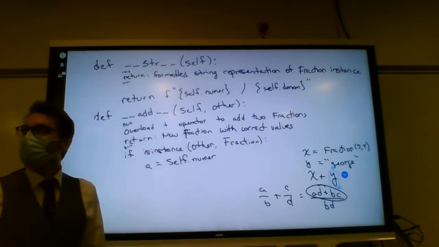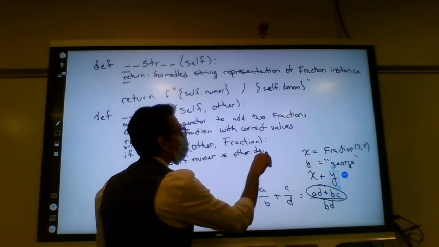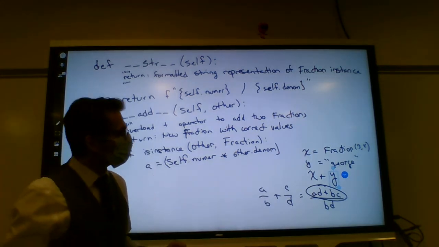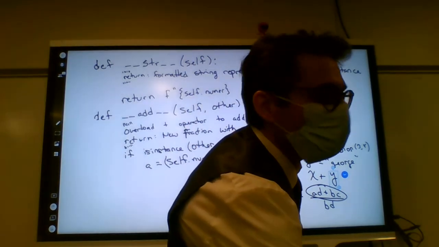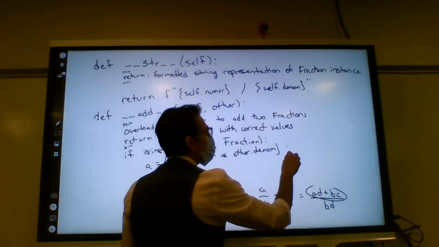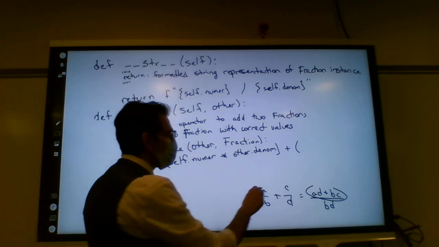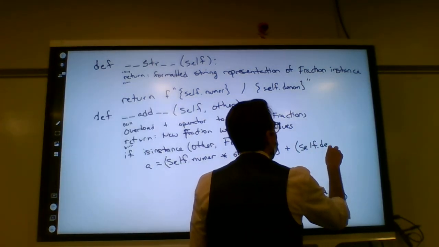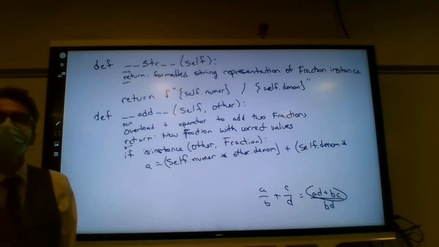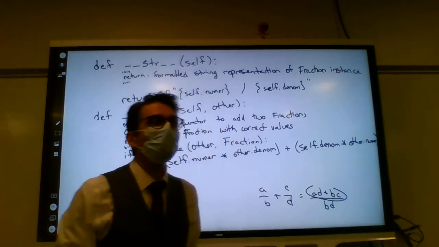Then what do we want to multiply it by? Other's denominator. Now this isn't necessary, but I'm going to put parentheses in there just to make it easier to follow. So that's the AD. And then what? Then we have to add BC to that. So what is B? B is self's denominator, and C? Other numerator. I ran out of space, but pretend.